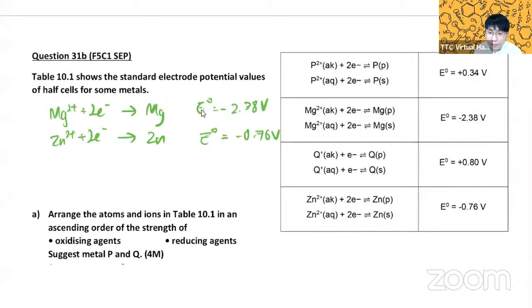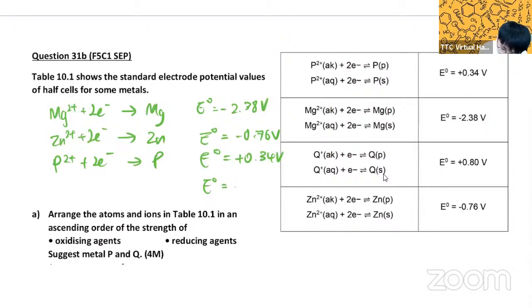Then, which one? P or Q? P first, correct. So P2+, plus 2e, you get P. E0 value equals positive 0.34. And lastly is your Q. So we know Mg, we know zinc, we know these two, but P and Q, we're not sure. It's an unknown. So now you want to arrange them in ascending order of the agents.